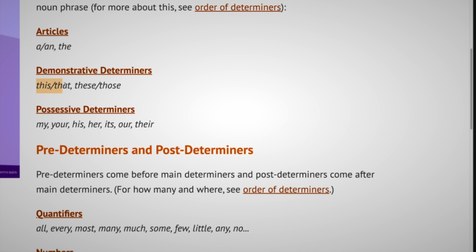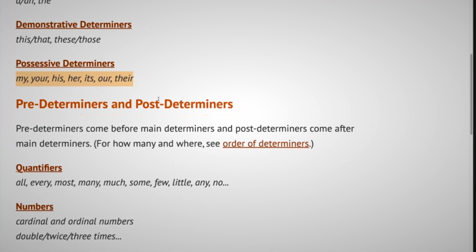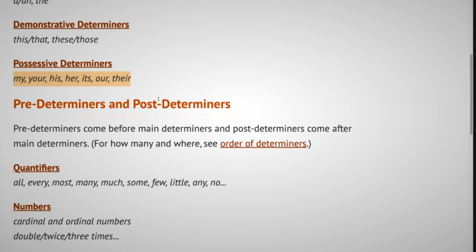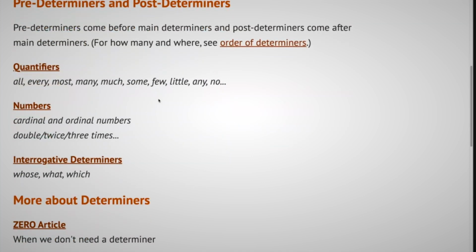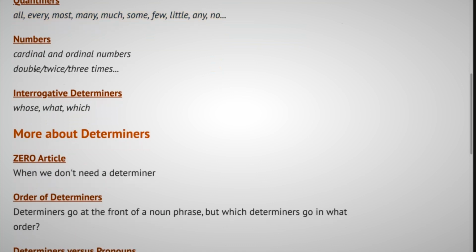Demonstrative determiners. This, that, these, those. Possessive: my, his, her, our, their. Possessive determiner. Those are John's dogs. Those dogs are his. These dogs are John's. Those dogs are Sally's. I don't know about this predeterminer or post-determiner thing. Quantifiers. All of the dogs. Numbers. Once, twice.